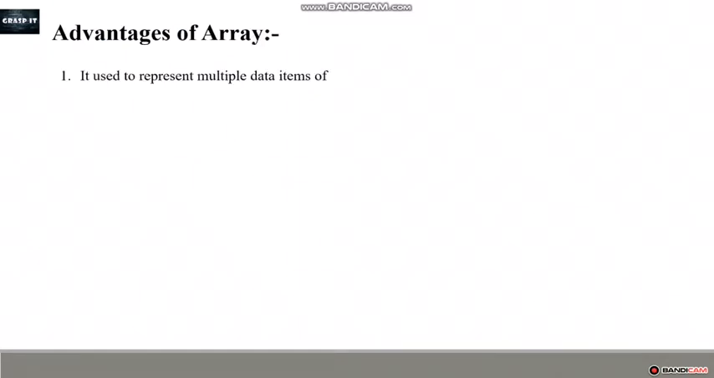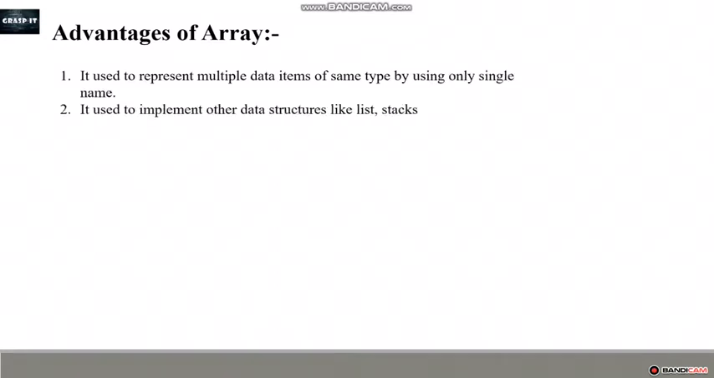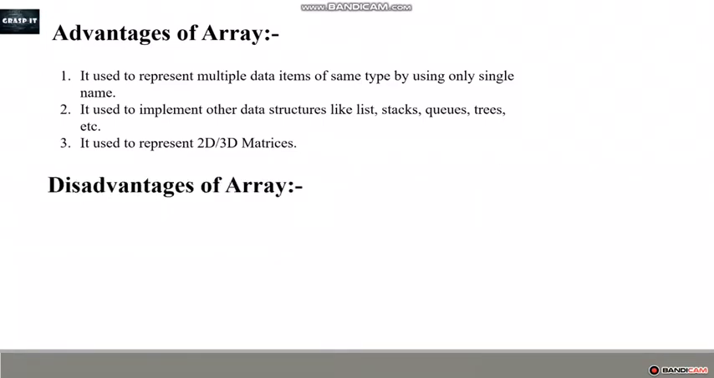Advantages of array. It is used to represent multiple data items of the same type by using only a single name. It is used to implement data structures like stack, queue, tree, etc. It is used to represent 2D or 3D matrices.